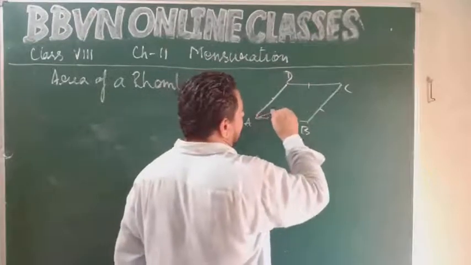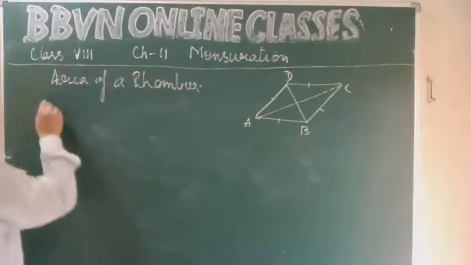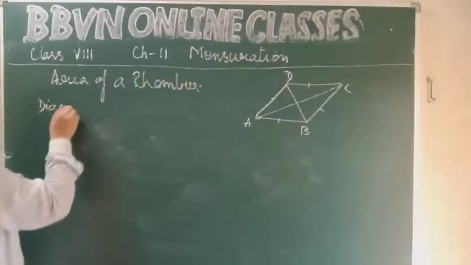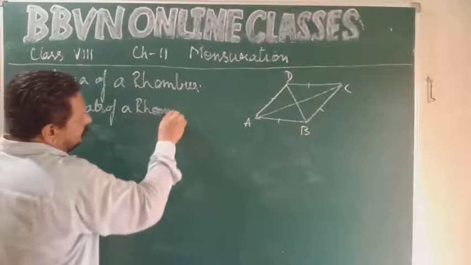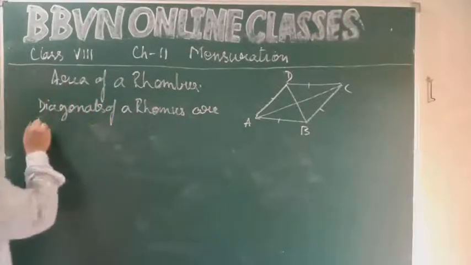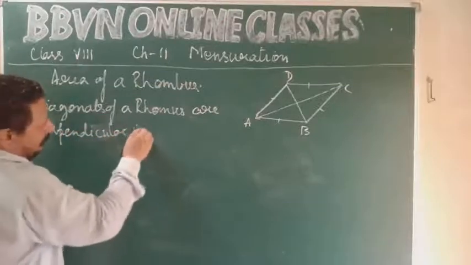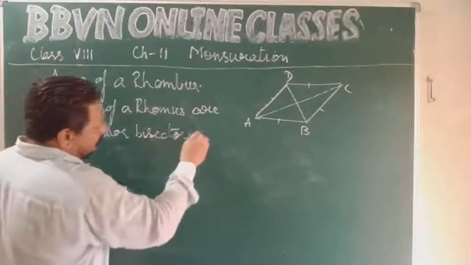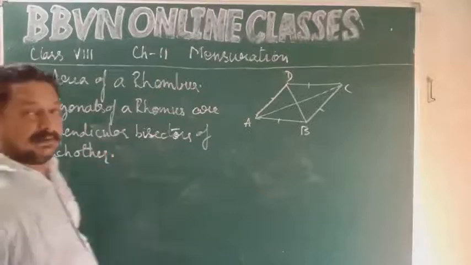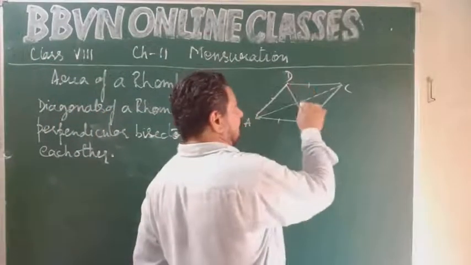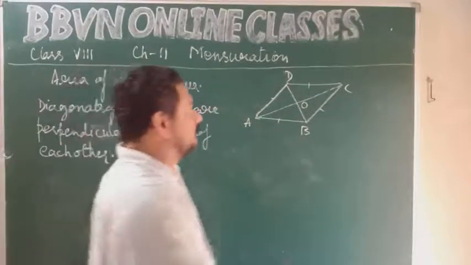I will do one thing. I'll take the diagonal. We know that diagonals of a rhombus are perpendicular bisectors of each other. Perpendicular bisectors, say the diagonals intersect each other at point O. So these diagonals are perpendicular to each other. So this angle is 90.